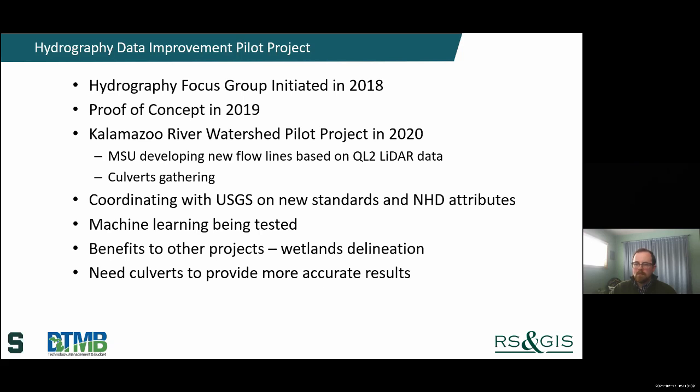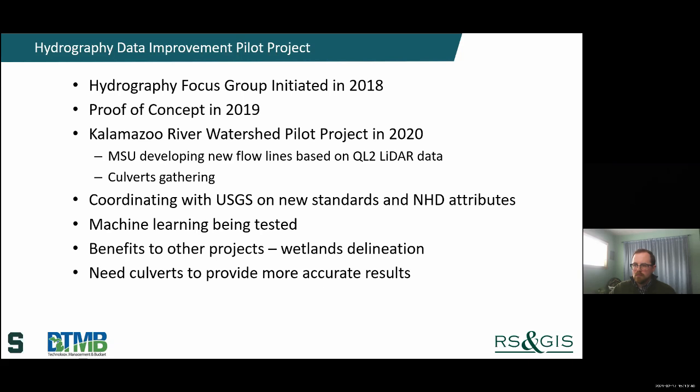So we turned that into a pilot project and had MSU take the information learned through the proof of concept and extrapolate that out, use those methodologies, refine methodologies, look at other ways to improve the process. And Nick's going to talk a lot in detail on that. But really, again, just focusing on flow line development from the LiDAR. And what we did find out in the proof of concept was just the importance of having culvert information. So that was a big part here as well.